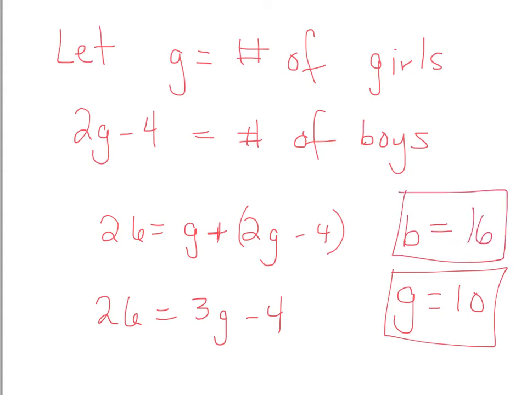You can do that quickly because there's a total of 26. You could either take the 10, plug it back in, 2 times 10 is 20, 20 minus 4 gives you the number of boys. Or just say, 10 plus what number gives you 26? The answer is clearly 16. Okay? All right. So what I'm going to do is give you guys some time.